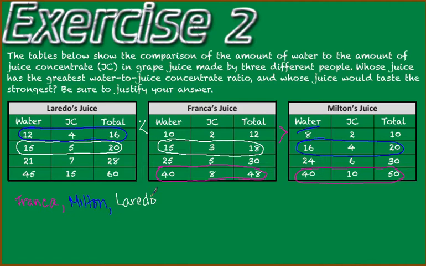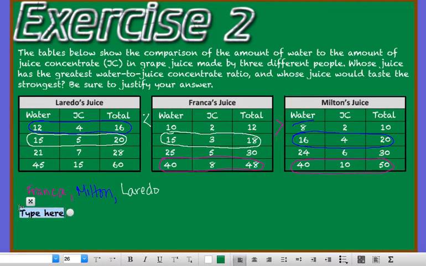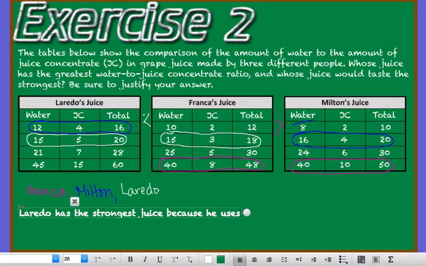Okay, so now we're going to talk about what this means. When we're looking at who has the stronger juice, your juice is going to taste stronger when you have more flavor in it. So the water is going to dilute the flavor. If Franca has the most water, we know that hers is going to be the weakest grape juice. Since Laredo uses the least water in his recipe compared to the two of them, we know that Laredo has the strongest juice, because he uses the least amount of water in his recipe.